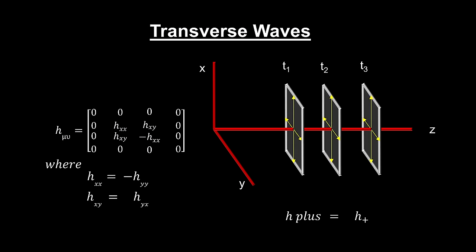We see two possible polarizations for a gravitational wave. We call one H+ for the action along the x and y axes. We call the other H-cross for action along the diagonal. This is again much like electromagnetic wave polarizations, except that these two polarizations are 45 degrees apart and EM wave polarizations are 90 degrees apart.